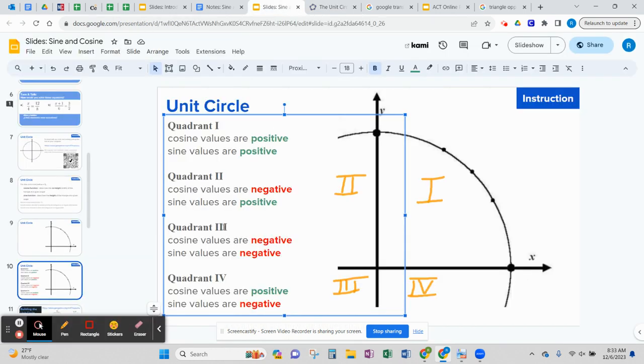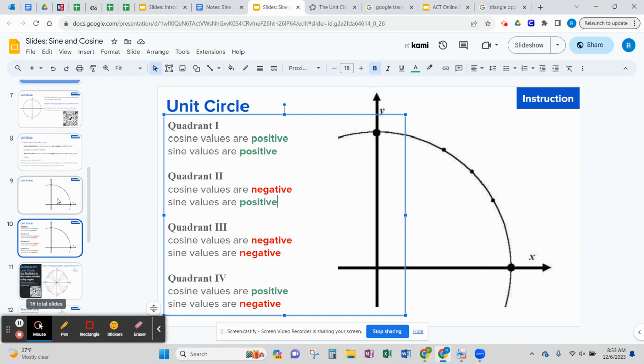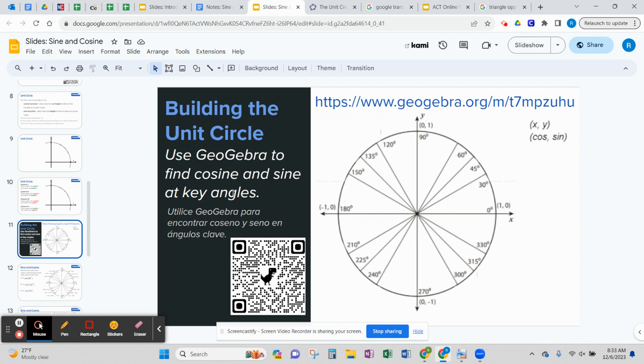So those are just a couple of key things to highlight before we move on to this next activity. What we want to do is build up a unit circle of values for key angles. So you'll go around and say, all right, with my GeoGebra tool, I'm going to go to this angle, 30. I'm going to pull my sine value, and I'm going to pull my cosine value.